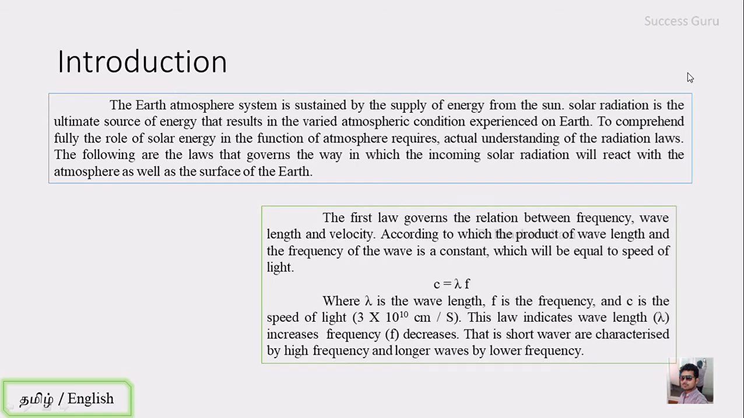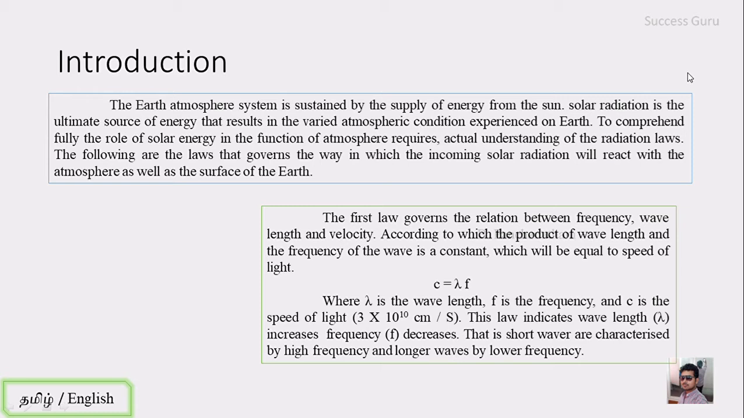The very first law governs the relation between frequency, wavelength and velocity, according to which the product of the wavelength and the frequency of the wave is a constant, equal to the speed of light. So C is equal to lambda times F, where lambda is the wavelength, F is the frequency, and C is the speed of light, which is a constant, that is 3 into 10 power 10 centimeters per second. And this law indicates that as wavelength increases, frequency decreases.